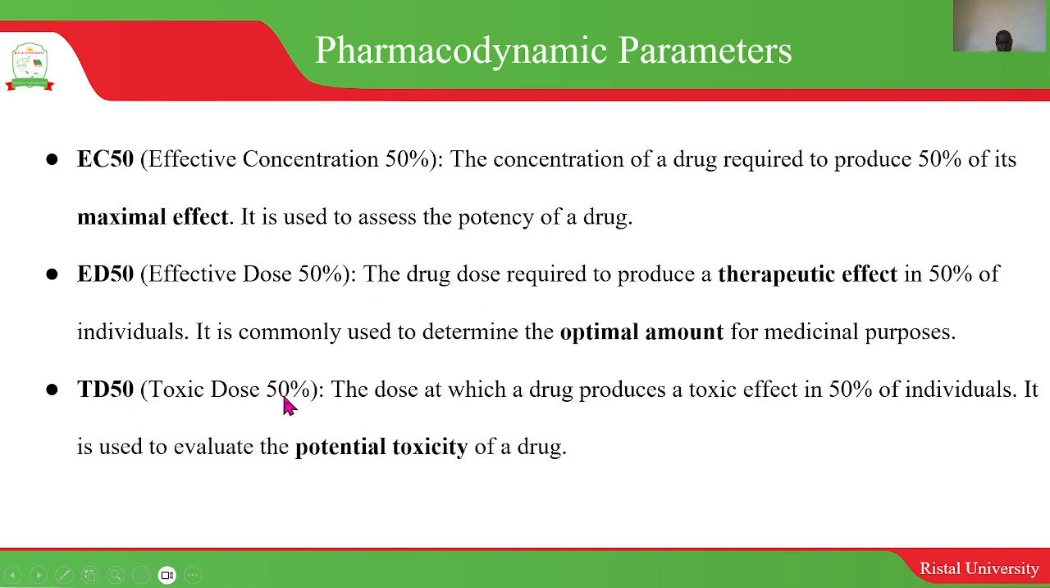TD50 is the toxic dose, as we saw in the red colored graph. The dose at which the drug produces a toxic effect in 50% of the individuals in the population. It is used to evaluate the potential toxicity of the drug. So TD50, we use it to measure the potential toxicity. ED50, effective dose, is the therapeutic effect, and we use it for getting the optimal amount. EC50, effective concentration, is the concentration of drug required to produce 50% of its maximal effect, and we use this to measure the drug potency. So the drug potency is determined by the EC50.